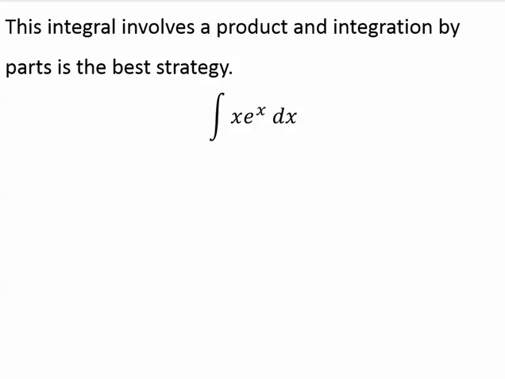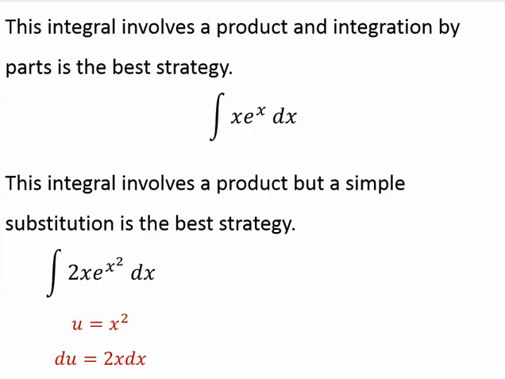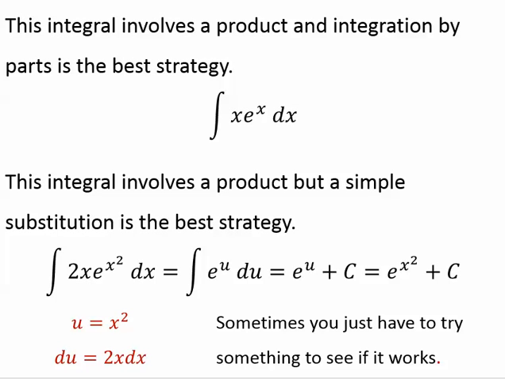The integral I gave you, this integral, involves a product, and in this case, integration by parts is the best strategy. But just because there's a product doesn't mean that you should use integration by parts. Let me give you a different example. In this integral, integration by parts is not the best strategy. Instead, I would do a u substitution, have u equal x squared, then du would be 2x dx, and the integration becomes fairly straightforward. Sometimes you just have to try something to see if it works.